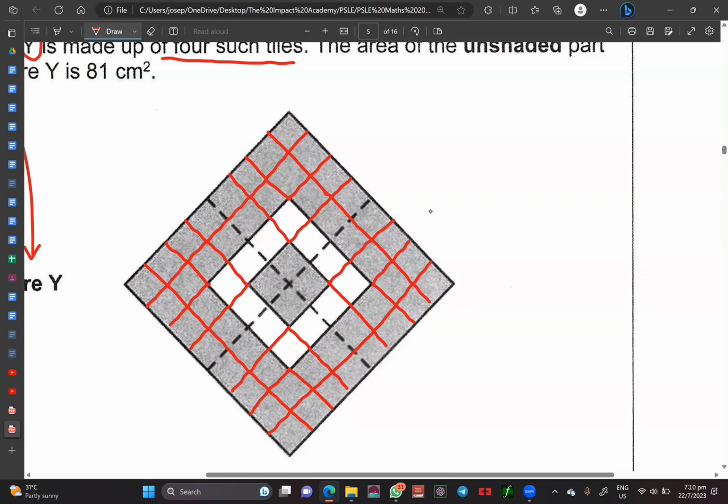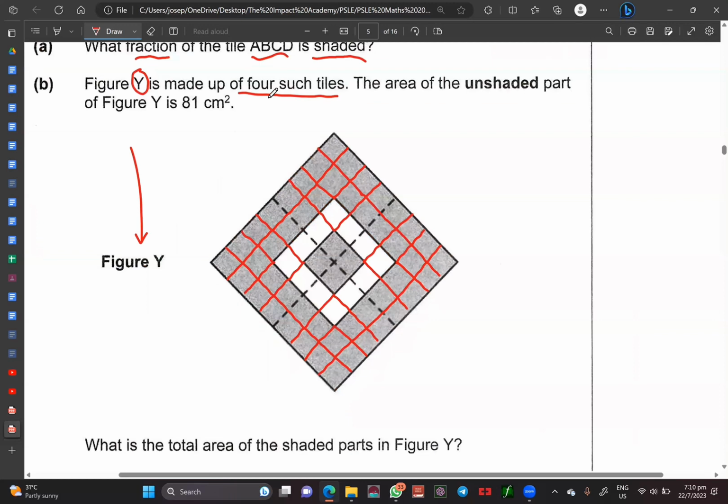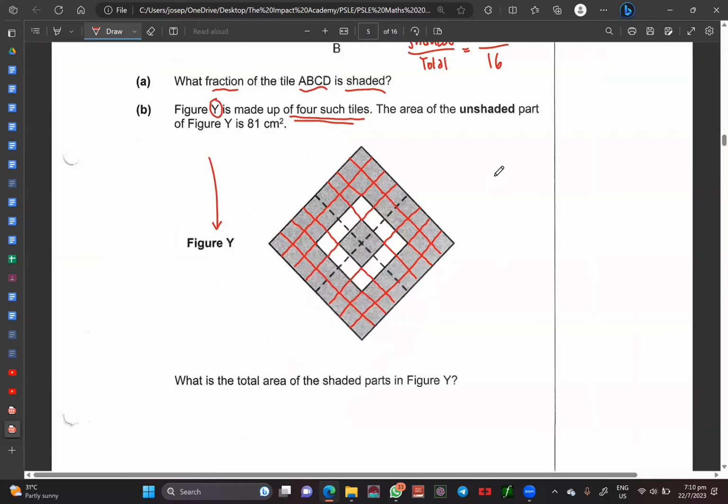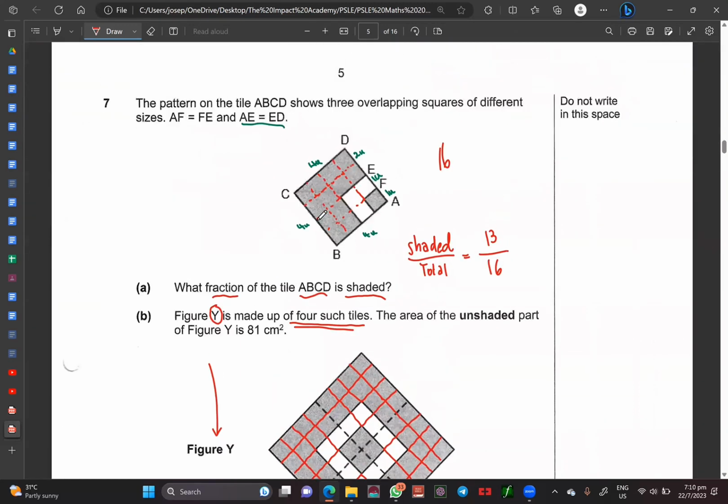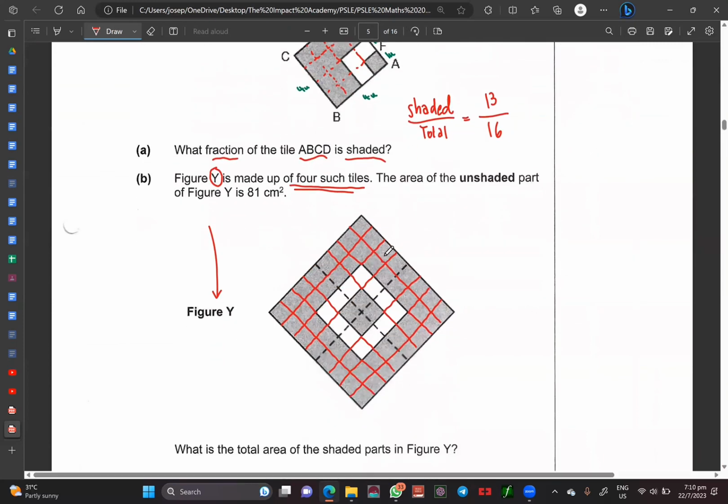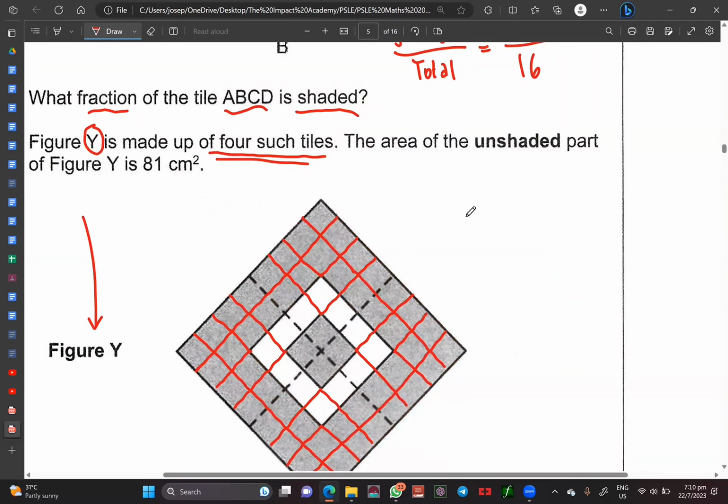Now, if you're wondering, but teacher Joseph, how do you know they are all the same? Do you realize that they are all made up of 4 such squares? They are made up of this. And just now we have calculated that it is actually 16. So that means in each of the squares, there must be 16 small boxes.